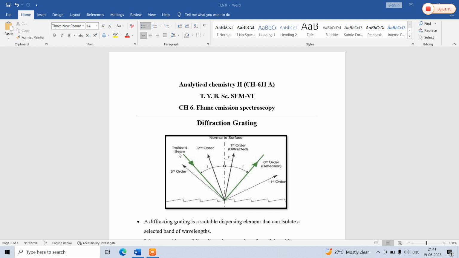Now here this is the incident beam, and this is the refracted, reflected or diffracted beam, and there are a number of diffraction possibilities given in this diagram. That is the first order, second order, and third order, and the -1 order is also there. The angle of incidence and the angle of refraction are given here. This zigzag diagram is nothing but the number of grooves drawn on the alumina sheet, and this is all about the diagrammatic representation of the diffraction grating.